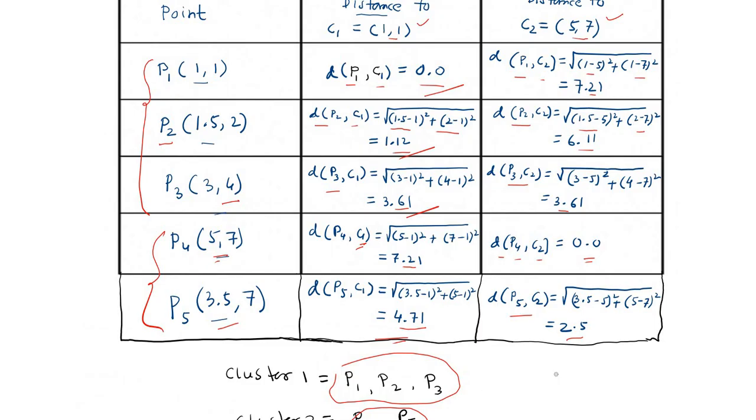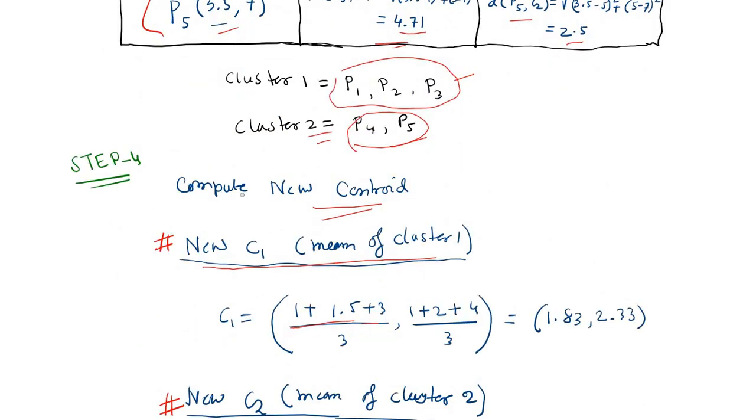Because we already made cluster 1, the values for x are 1, 1.5 and 3. For the y coordinate, what will it be? 1, 2 and 4. So the sum divided by 3, because there are 3 points. If we average, we get 1.83 and 2.33.